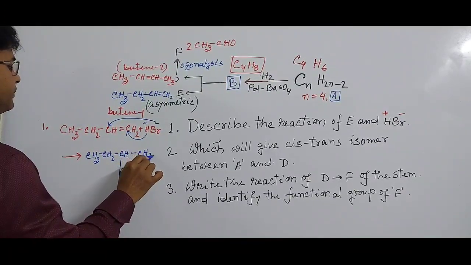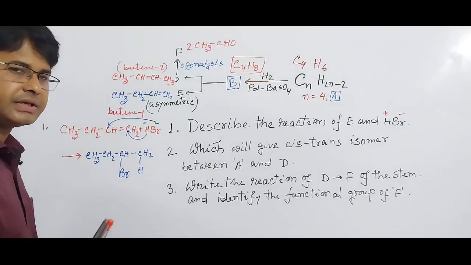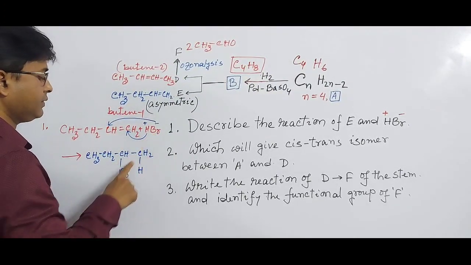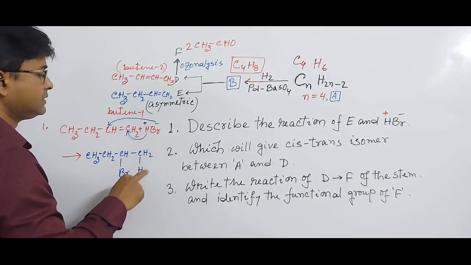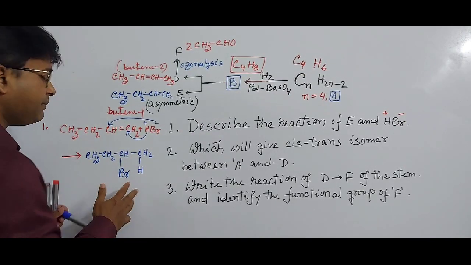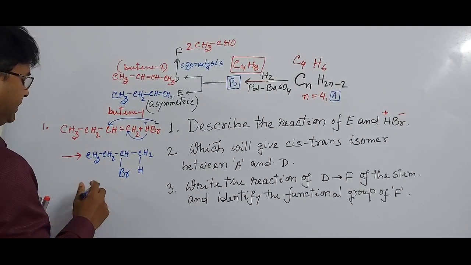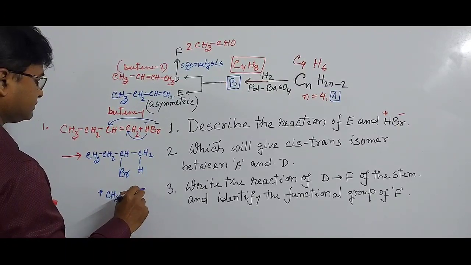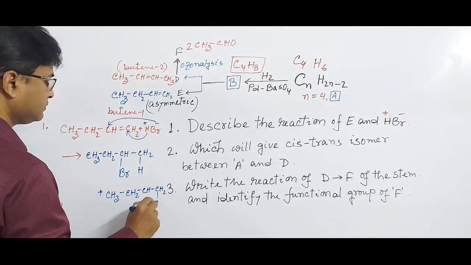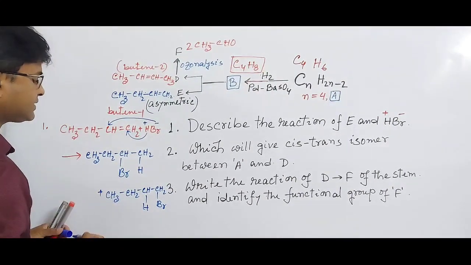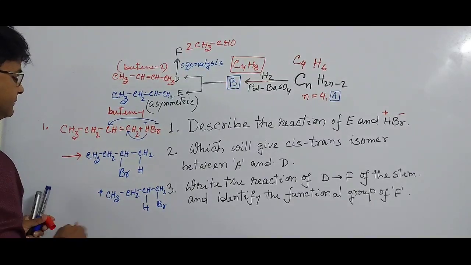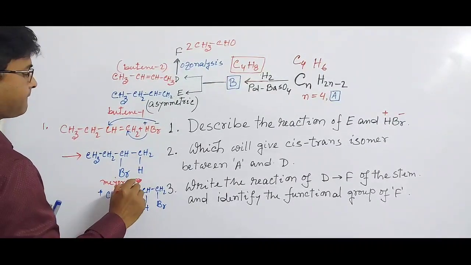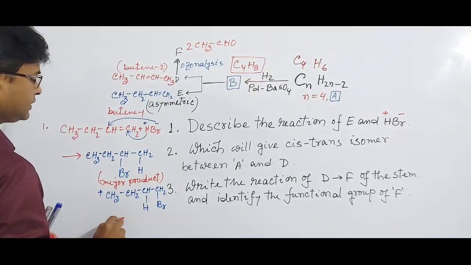Students, it is noted that one pi bond will break to give sigma bonds, and in one sigma bond the bromide ion will join and in another sigma bond the hydrogen ion will join, and it may happen oppositely also, giving CH bond CH2 bromine H. Students, the first will be the major product, and this will be the minor product.